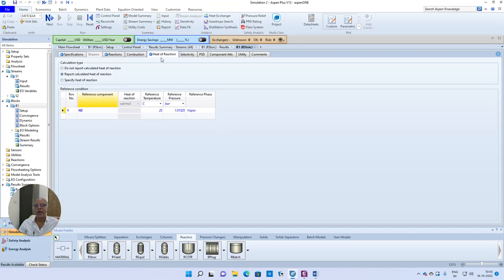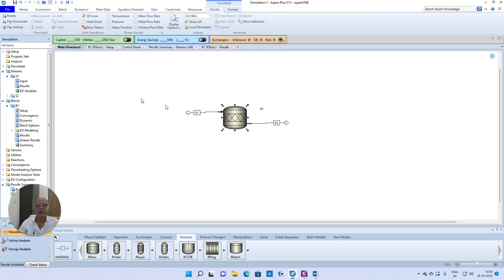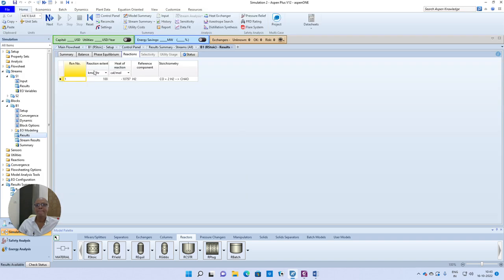You can see the value of this heat of reaction. Sorry, I need to look into the results, not definition. Now it has practically become half. Why is it so? Remember, the standard heat of reaction is always defined based on unit mole of that particular reactant converted. See, for every mole of carbon monoxide converted, as per the stoichiometry, 2 moles of hydrogen are converted. But the amount of heat liberated due to this reaction remains the same.